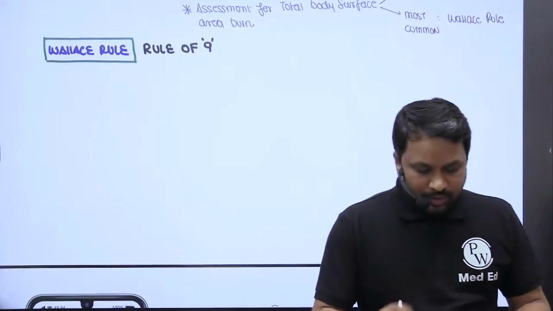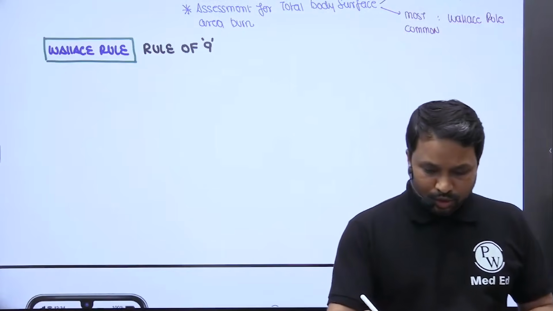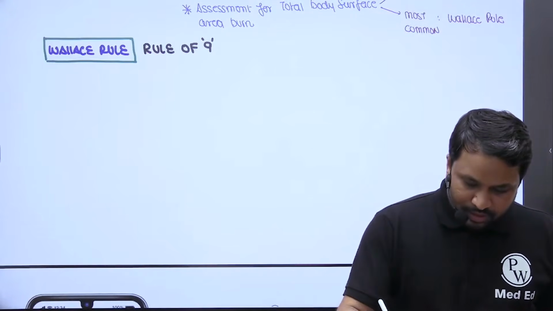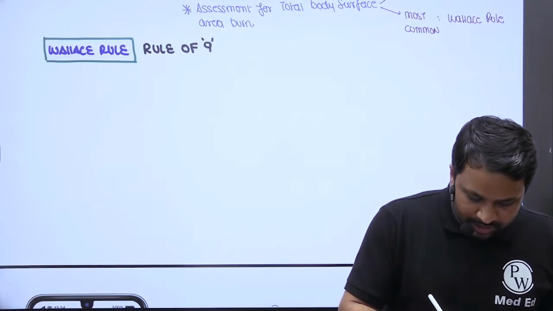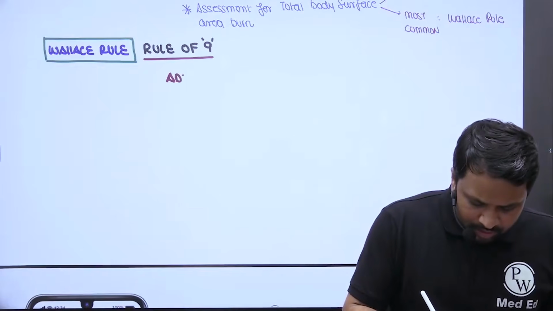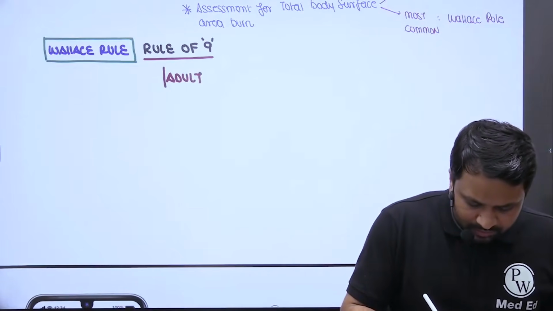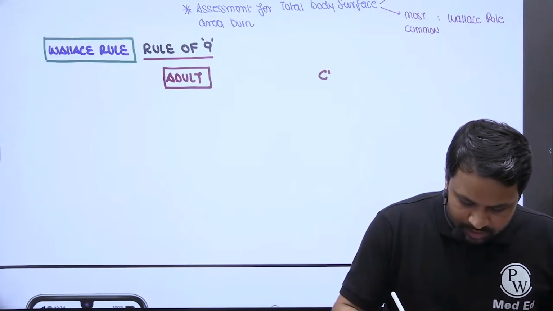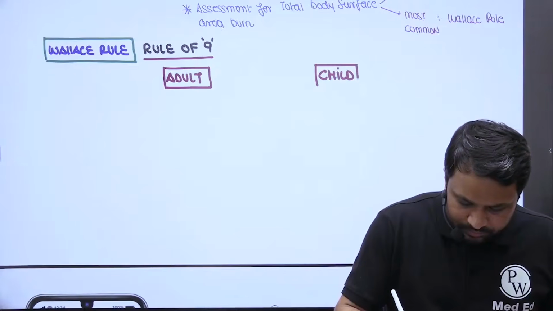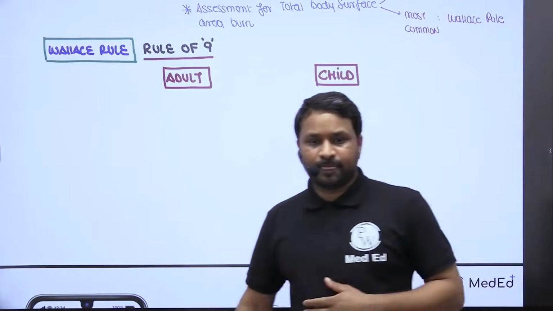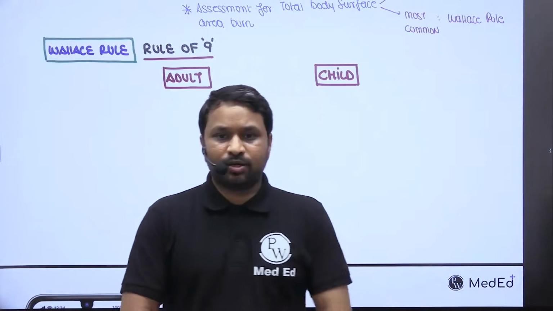So when you talk about the Wallace rule, you should know that you have to picture two components. The Wallace rule for adult and child is going to be different. I mean, not very different, but slightly different. So we'll talk about the adult component of the Wallace rule, and there is a child component of the Wallace rule.